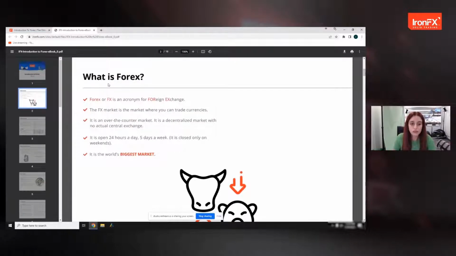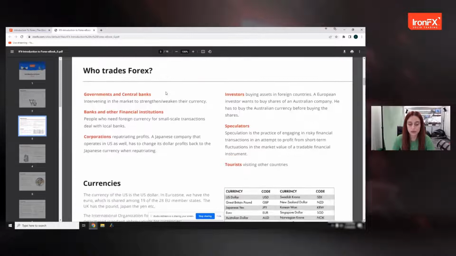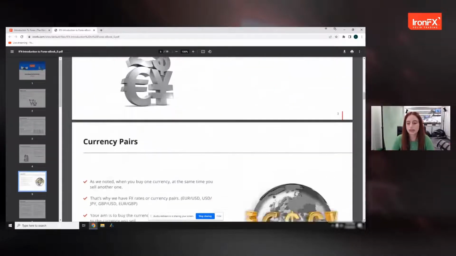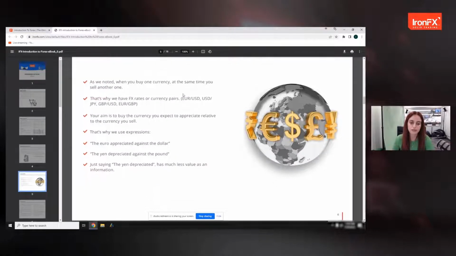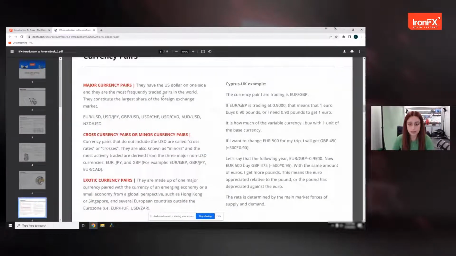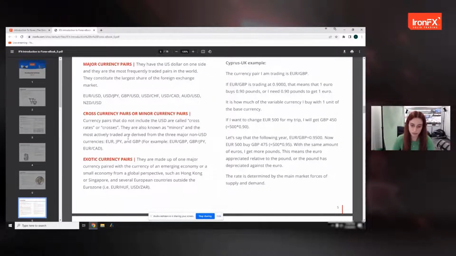So the first page here, we see what is Forex. Then we move on to who trades Forex again. You have basically everything that the website has and a little bit more. It's with more explanation, with more detail for you to understand. For example, here you have the currency pairs. You have the major currency pairs. You have the cross-currency pairs or minor currency pairs. And you have the exotic currency pairs.